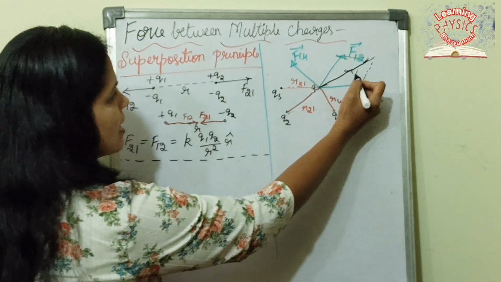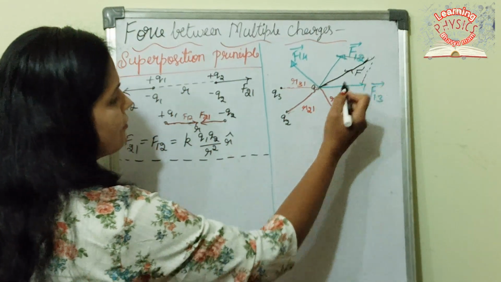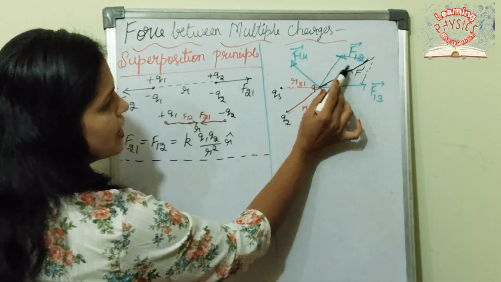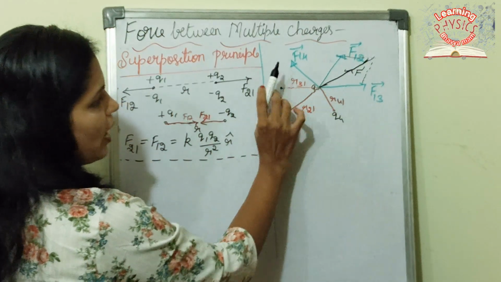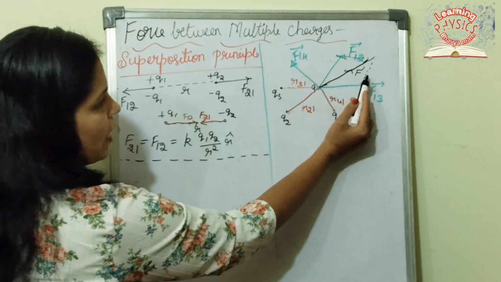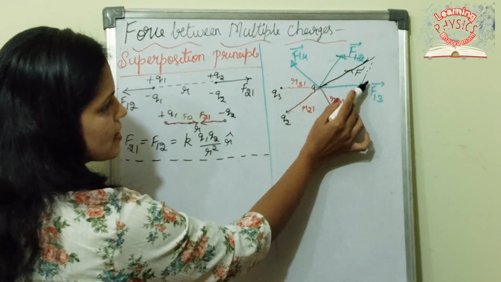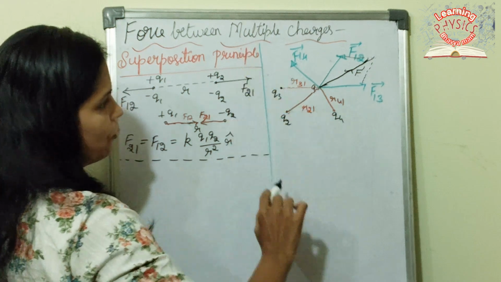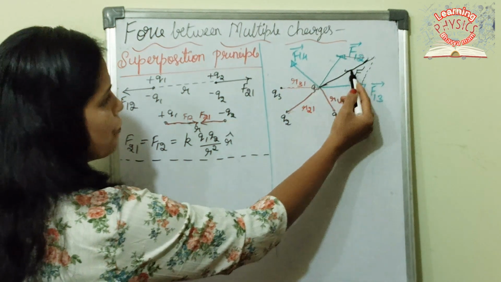Now I'll call this by some name. Let it be F dash. What is this? F dash is a force, the sum of these two forces. Now I'm having only two. One is F dash. So these two forces are reduced to F dash. And here I'm having one more, that is F14. Now I'll add these two forces.